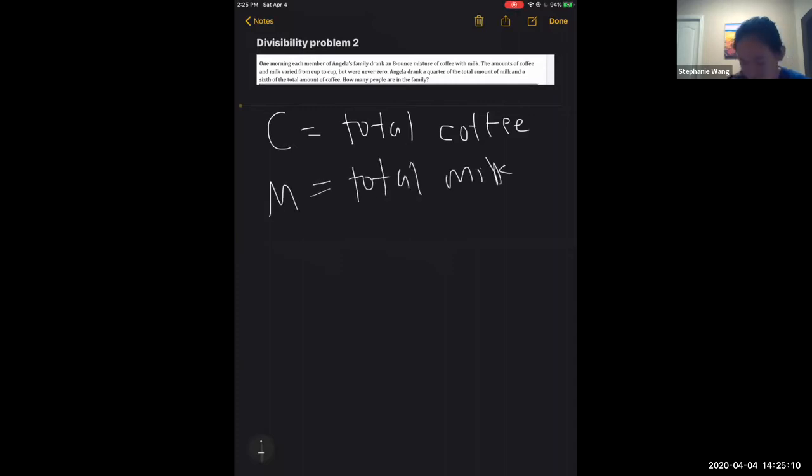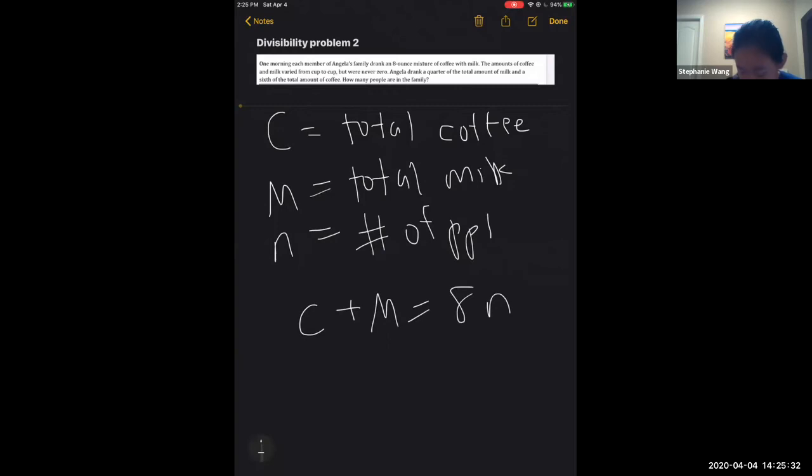Okay, so let's have some variables. Let C be the total amount of coffee that all of the family members drink. And let M be the total milk that everyone drinks. And let N equal the number of people in her family. So now we can write a few expressions. We know that total coffee plus total milk is going to be 8 times n, because each person in her family drinks 8 ounces.